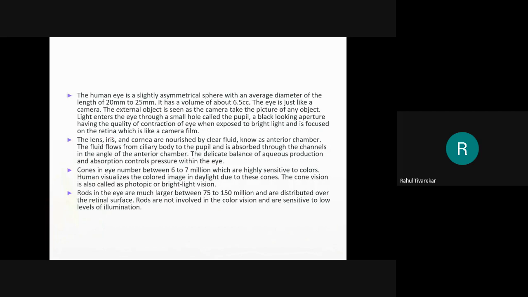The lens, iris, and cornea are nourished by the clear fluid, which is known as the aqueous humor in the anterior chamber. The fluid flows from the ciliary body to the pupil and is absorbed through the channels in the angle of the anterior chamber. The delicate balance of aqueous production and absorption controls pressure within the eye.